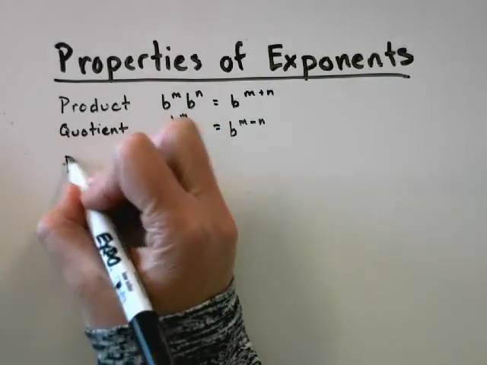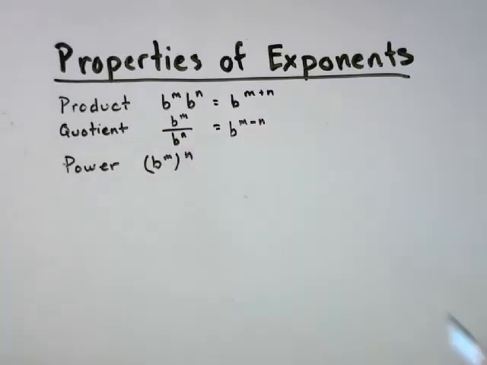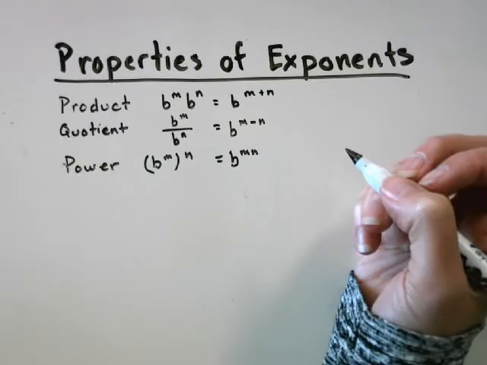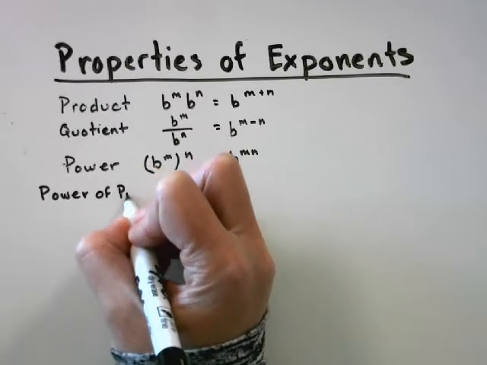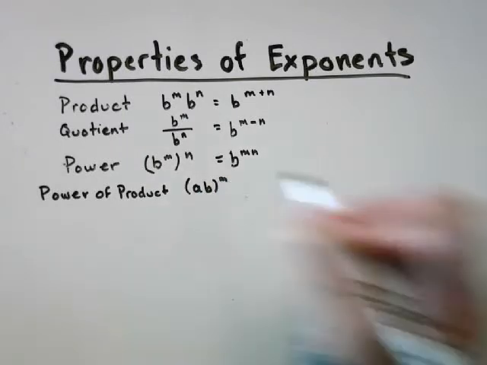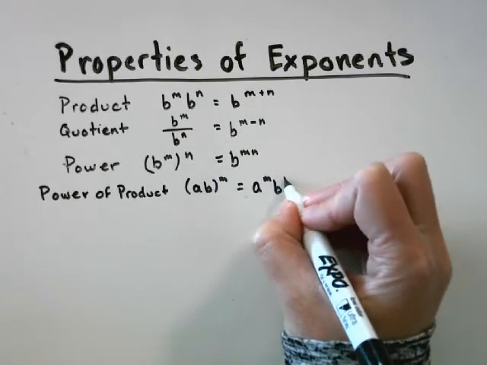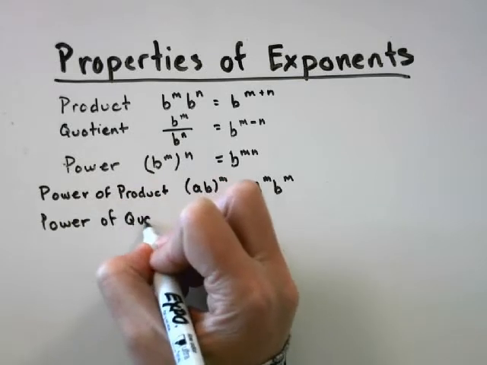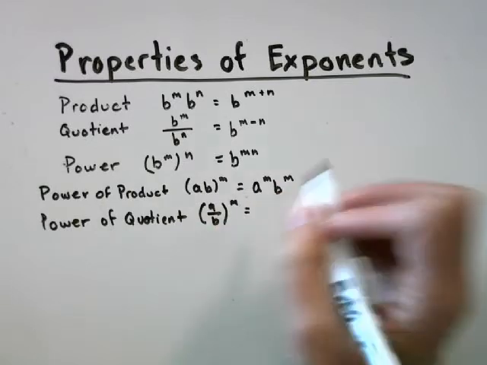The power rule, if we have b to the m raised to the nth power, then that can simplify to b to the m times n. The power of a product, meaning if I have two values raised to a power, I can distribute that. So this would be a to the m, b to the m. Same with a quotient. That will also distribute.